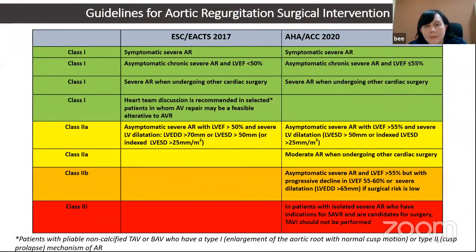The latest American guidelines are more or less consistent. However, I just want to highlight a few points. They have now redefined the left ventricular dysfunction cutoff value as less than 55%. And in American guidelines, having a left ventricular end diastolic dimension of 6.5 centimeters is a class 2B indication for surgery.